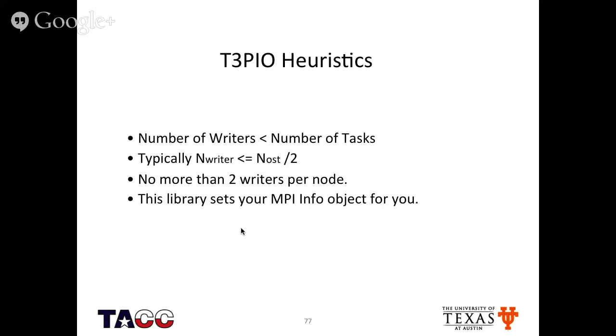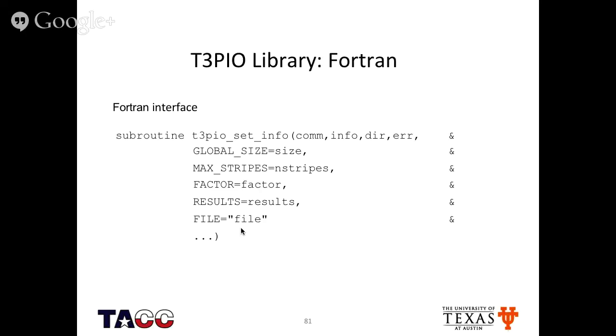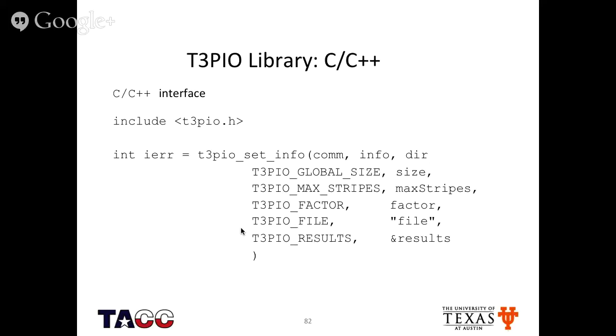So here are some heuristics. The advantage of T3PIO is that it will figure out the logic for you, but you can do this on your own, and we talked about that. It may have been the slides we didn't get a chance to talk about, but you can use this library. The advantage is it has a pretty simple interface. All you need to do is pass the communicator, an info object, and the directory, and the rest are optional arguments. For Fortran or C it's pretty much the same thing.